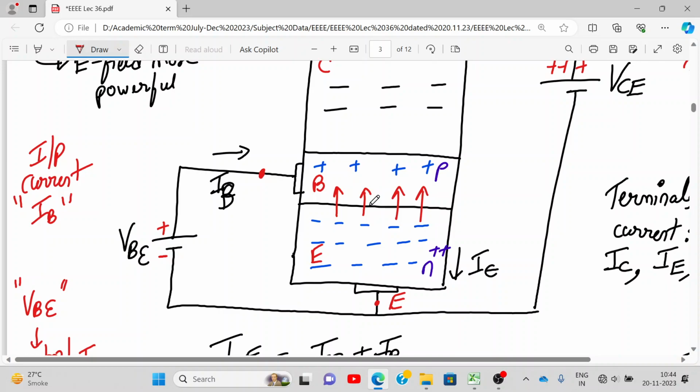Okay, now what will happen? This is about the PN junction. So the more VB you apply, the more carriers will flow from the emitter to the base region. Now, after the base region, what will happen? Tell me, after the base region, what will happen?